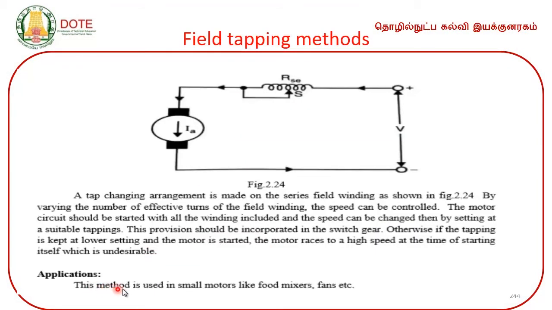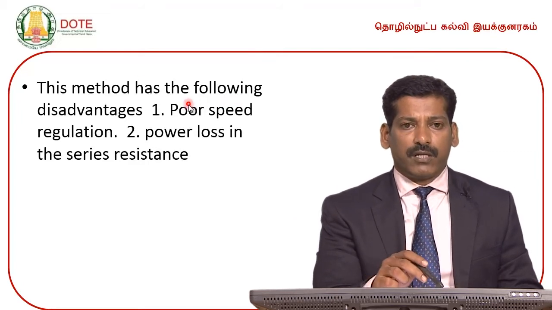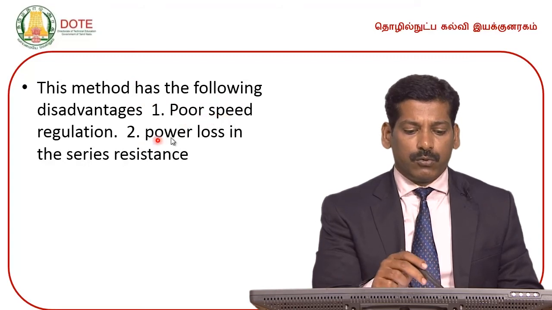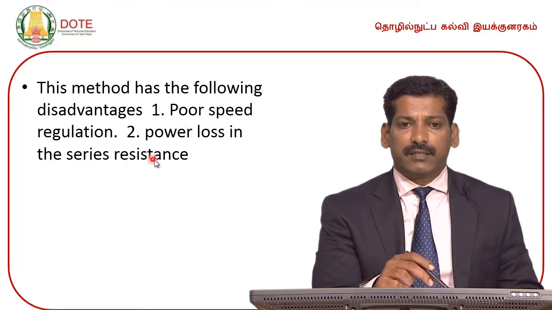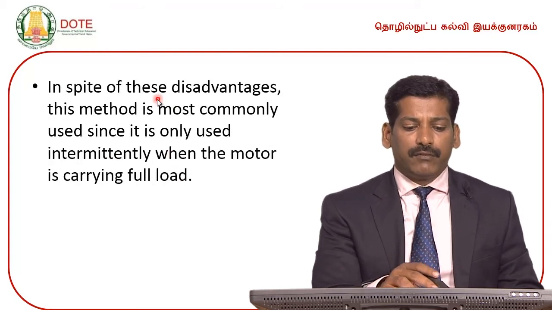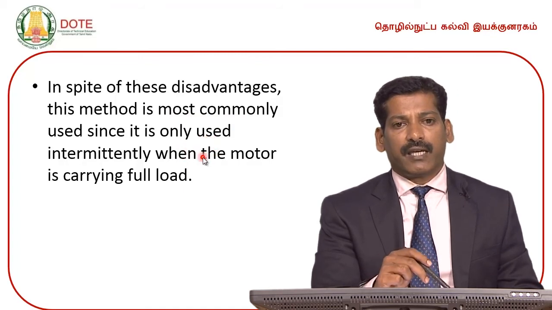Applications: this method is used in small motors like food mixers, fans, etc. This method has the following disadvantages: number 1, poor speed regulation; number 2, power loss in the series resistance. In spite of these disadvantages, this method is most commonly used, since it is only used intermittently when the motor is carrying full load.